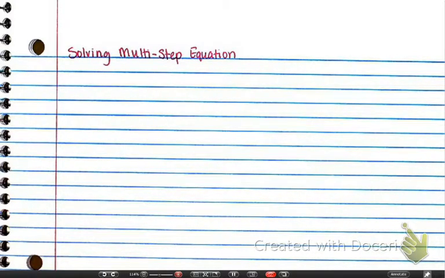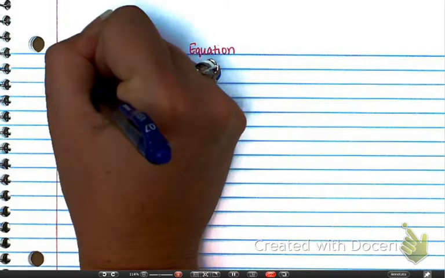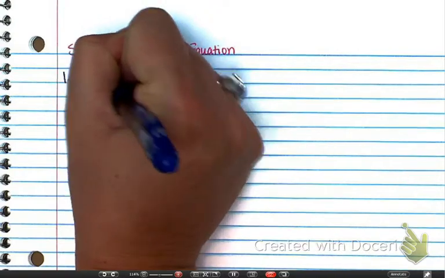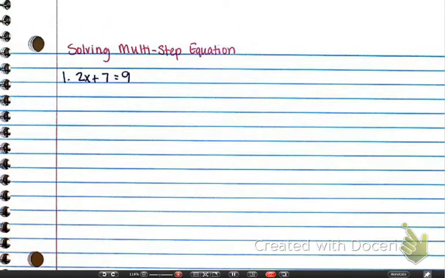Okay, so that includes everything. We're going to deal with fractions today, more than what we've seen, but let's just start basic. So if I give us the problem, and this one is kind of what we did yesterday, 2x plus 7 equals 9. It's multi-step. There's more than one thing to do. And what would I do first?